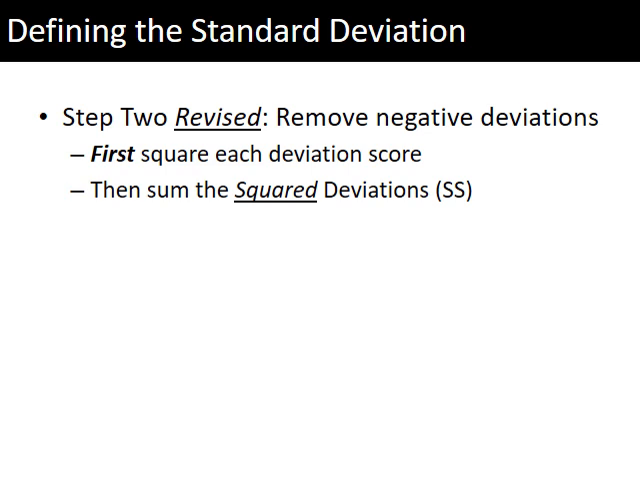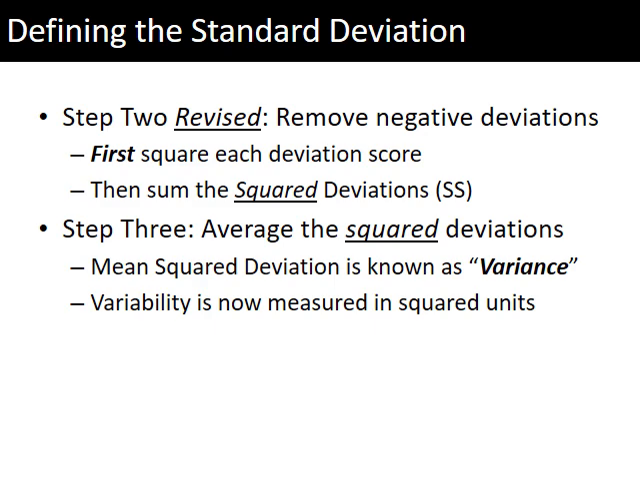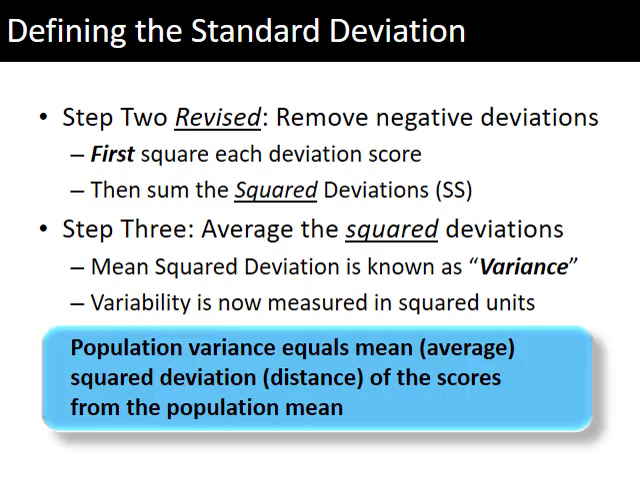Okay, in order to get closer to something that's reasonably descriptive, we have to perform another step, which is to average the squared deviations, so average the sum of squares. This is known as the mean squared deviation, also known as variance. So our variability is now going to be measured in squared units. Population variance equals the mean average squared deviation of the scores from the population mean.